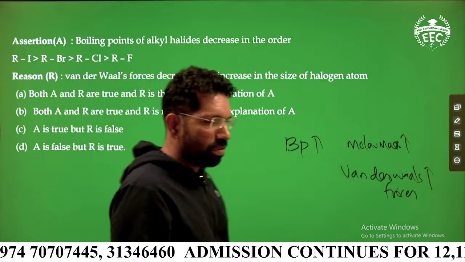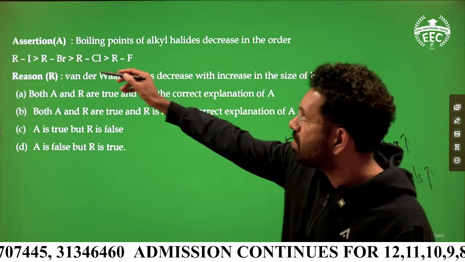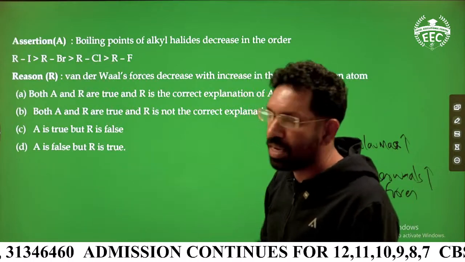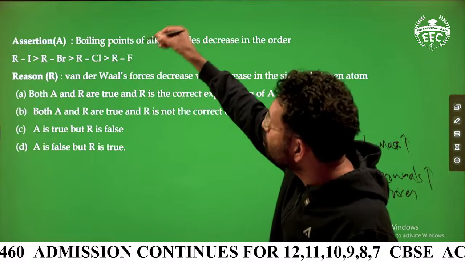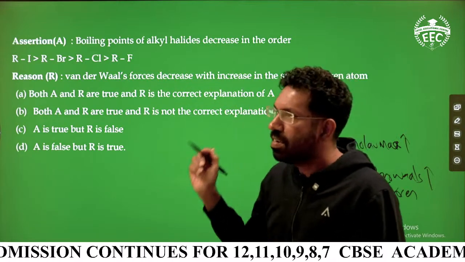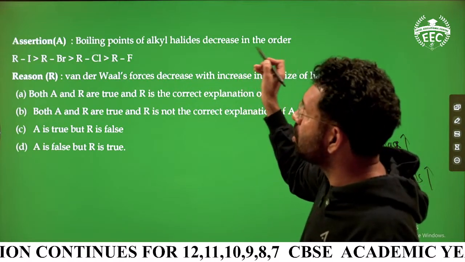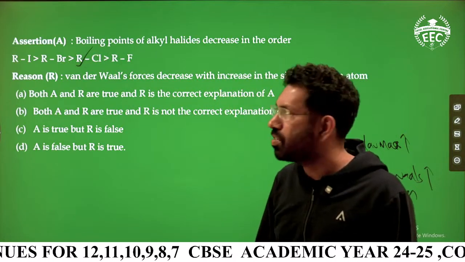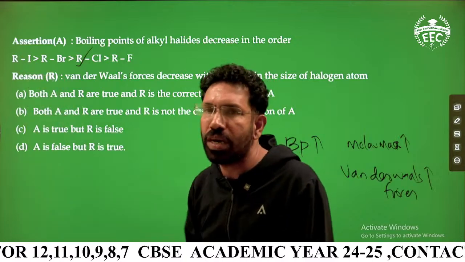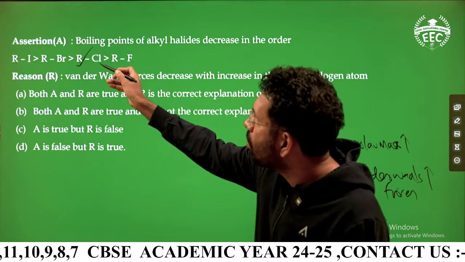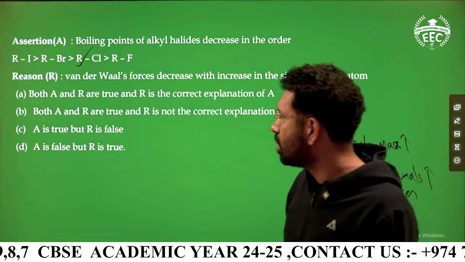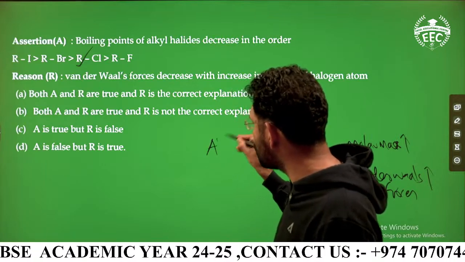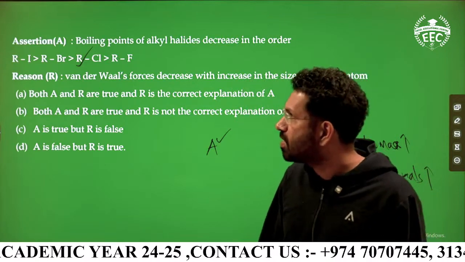Here we know that iodide has higher molar mass than bromide, then chloride, then fluoride. So boiling points of alkyl halides decrease in the order. Yes, this is correct. The assertion is correct. The highest boiling point is for iodide, then bromide, then chloride, then fluoride. Assertion correct, no doubt about it. What about the reason?